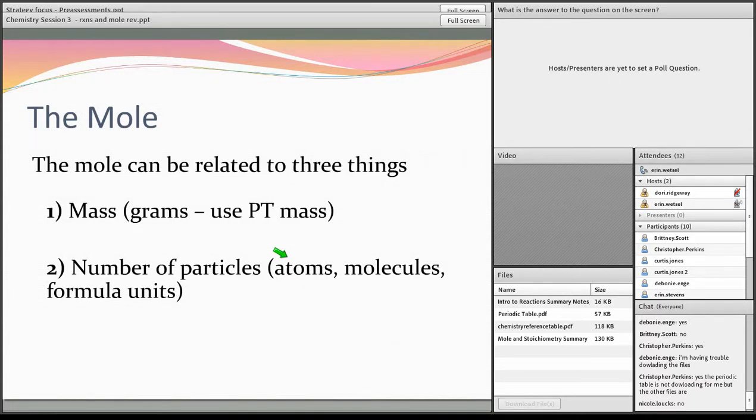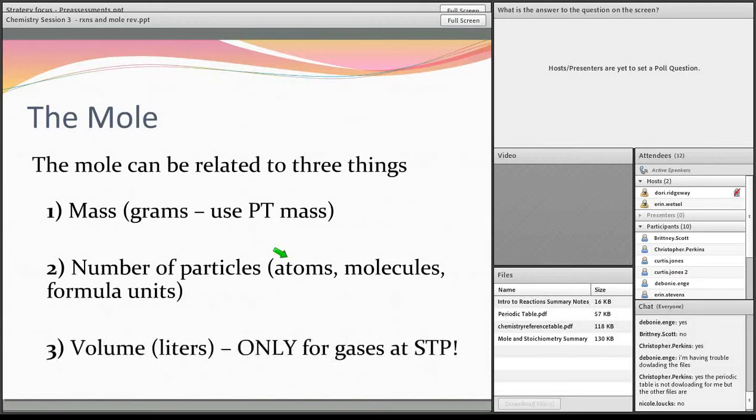And then we can also relate to volume in liters. This is only for gases at STP. This is one of the most common mistakes that students will make. They'll try to use this conversion with solutions as well. When we start to talk about molarity, they think about moles per liter, and they'll try to throw this conversion factor in there. But this is for gases at STP, which is standard temperature and pressure. And we have a set relationship that it's 22.4 liters in 1 mole.